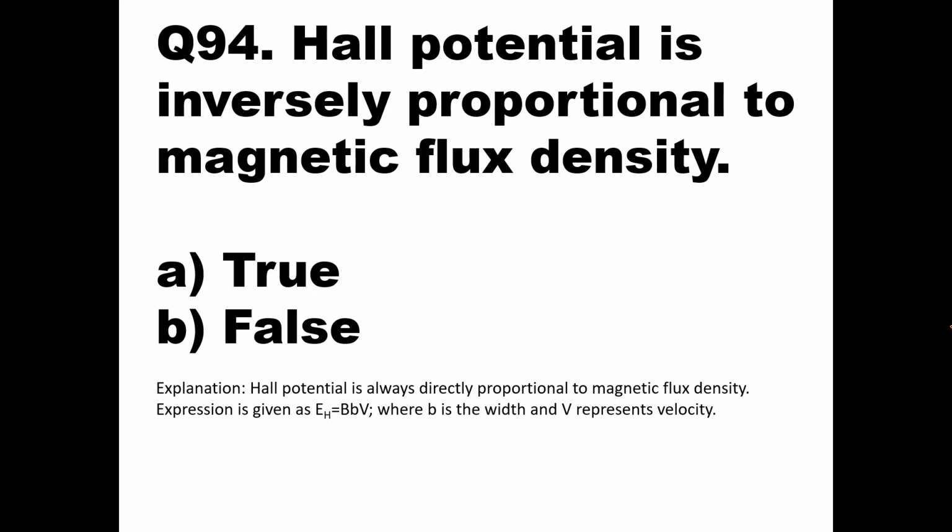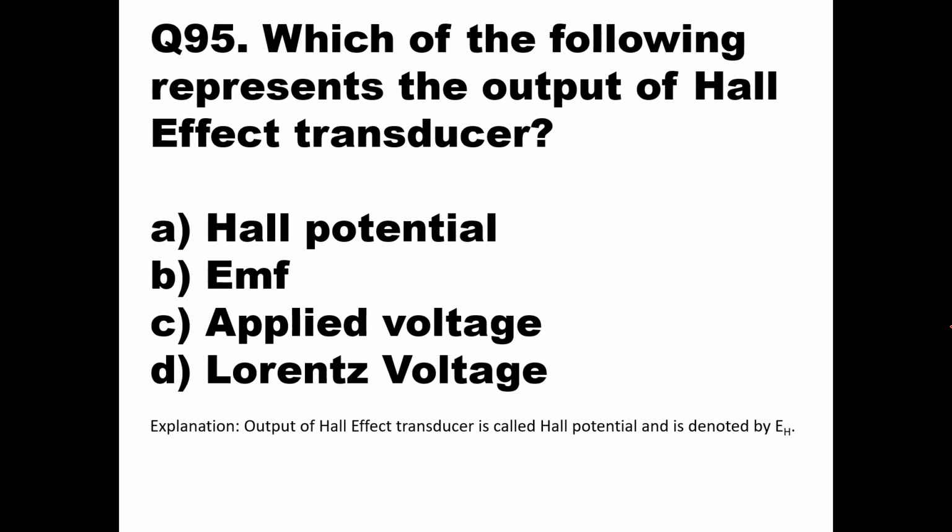Hall potential, okay, that is in the Hall effect, whatever there is a flux density variation that will be converted into a voltage, and that voltage is called as Hall potential. Hall potential is inversely proportional to magnetic flux density. Sorry, this statement is wrong because Hall potential is always directly proportional to the magnetic flux density. Therefore, this statement will come as a false statement. So here the answer will be false. B, false. Okay. Then we'll go to the next question, question number 95.